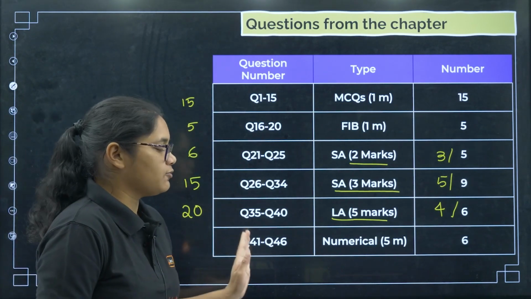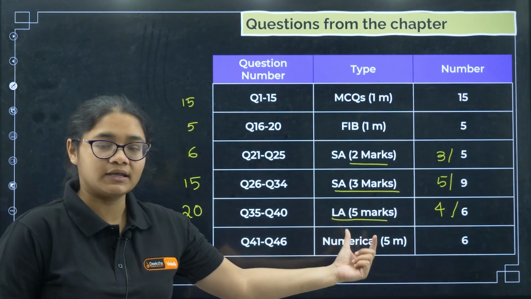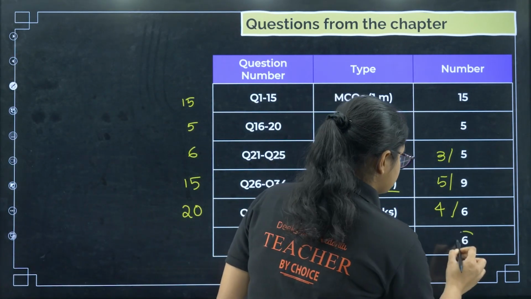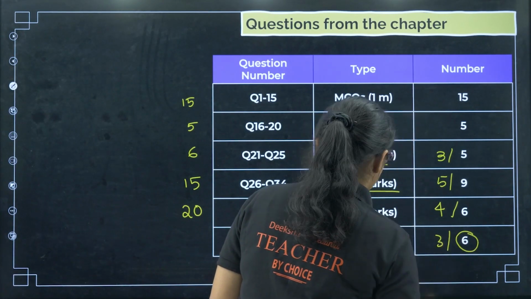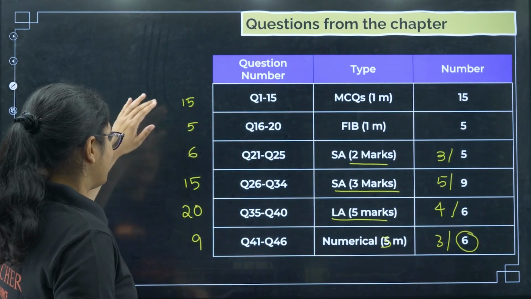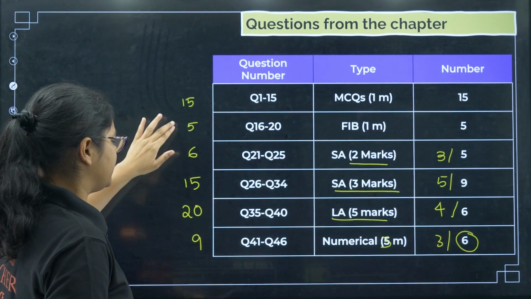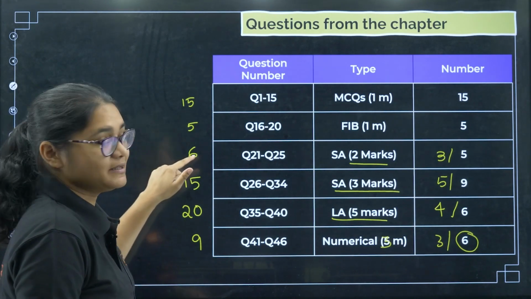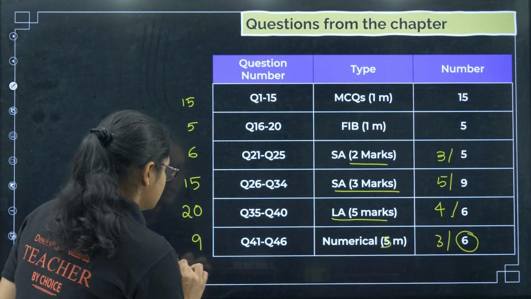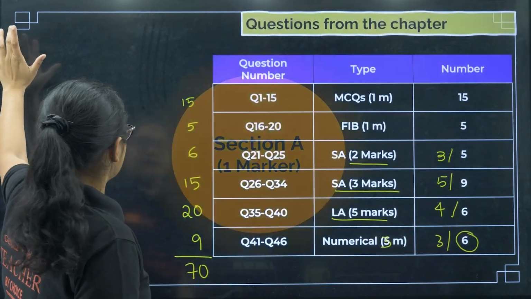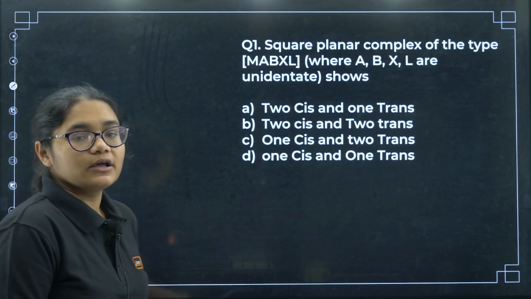Now coming to question numbers 41 to 46, these are your numerical questions, and each numerical is 3 marks. You will have 6 questions and you have to attempt any 3, and you will get 9 marks here. Now if I add 15, 5, 20, that is 40, 50, 55, 55 plus 6, 61, 61 plus 9, 70 marks total. Fine. Now let us go to section A, 1 marker questions.